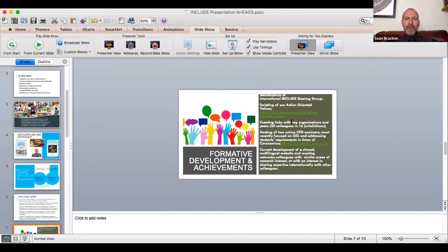And we're also creating links with key organizations and peers. We have 50 colleagues who are part of the Include network currently in 16 jurisdictions and pretty much all continents of the planet. We've hosted 2 online seminars, one of which was hosted some 2 weeks ago and looking at the implications of coronavirus in particular in relation to its global impact on accessibility in education and online education in particular.